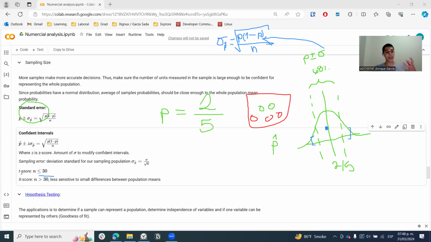Next, the t-score: when you are going to have less than 30 as the population, you are going to be using the t-score. Otherwise, you are going to be using the z-score. That is for this lesson, and we will continue on hypothesis testing in the next lesson.